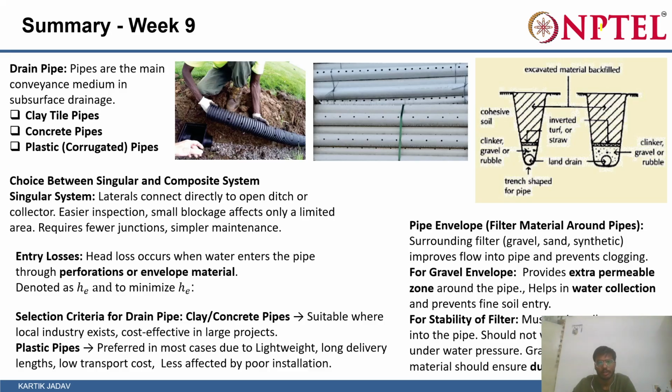And then we have also talked about drain pipe. Drain pipe has different materials, and among those, nowadays plastic is the most common. Then you have the surrounding of the drain pipe, the envelope, or you can say what kind of filter material you need to put. And the choice between singular and composite system, so this is the type of drainage system.